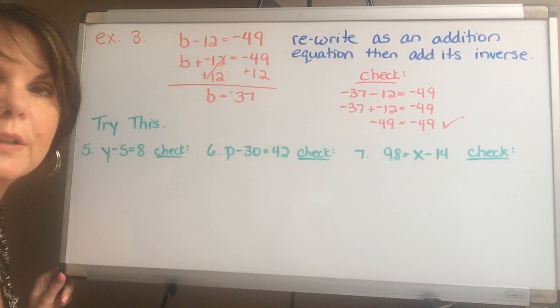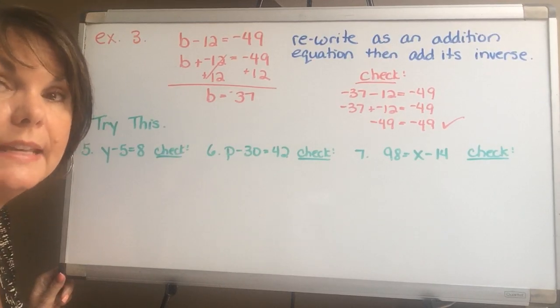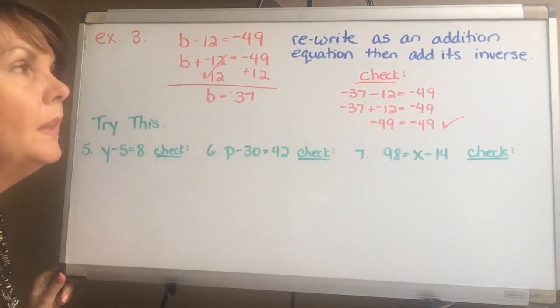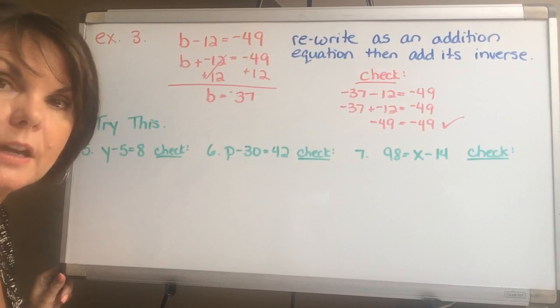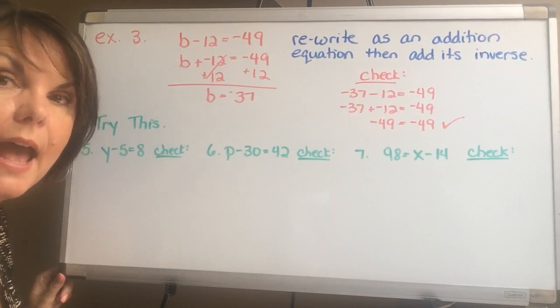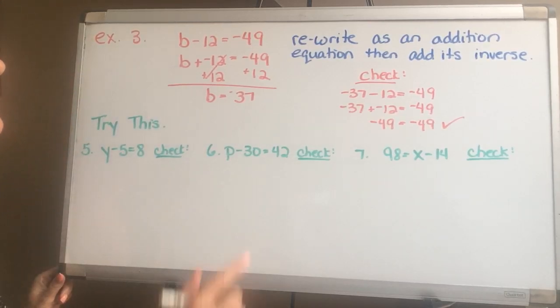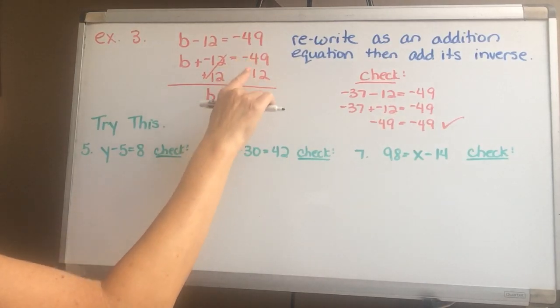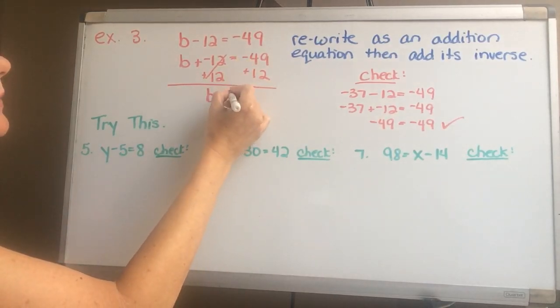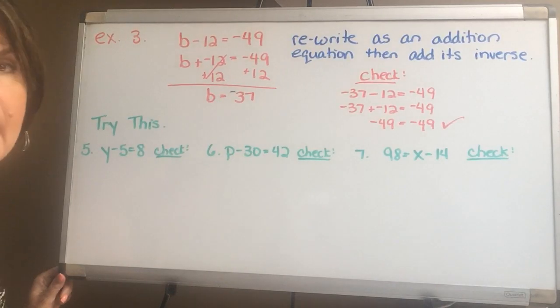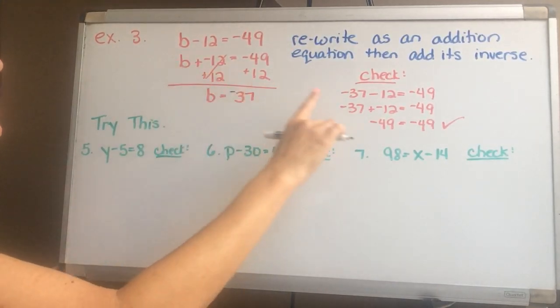So the only difference here for subtraction problems is to rewrite them as addition. And that's what we've been doing so far. Every time we have subtraction, we rewrite it as adding the opposite. All right, so we get B equals a negative 49 plus positive 12 is, make that a little bit darker, a negative 37. And then we check it over here.